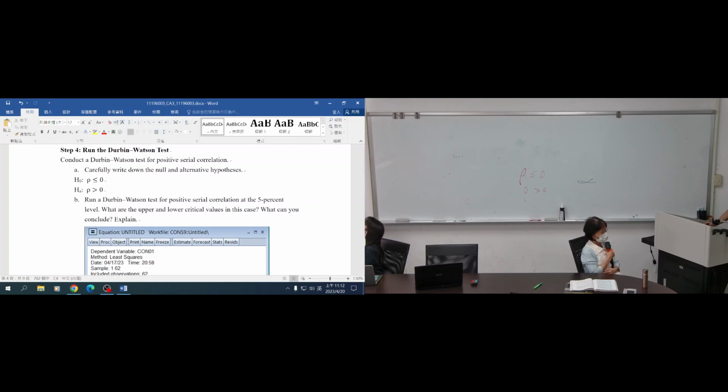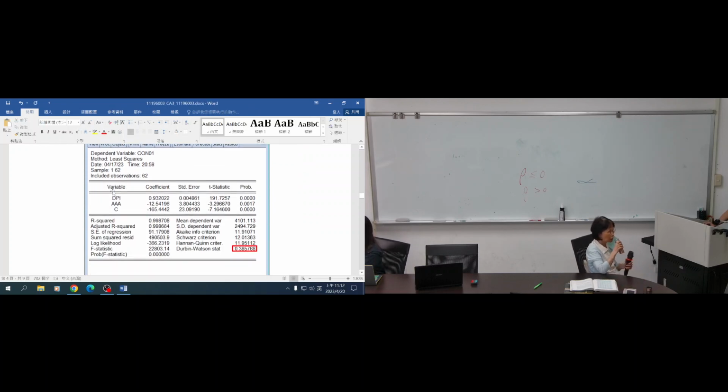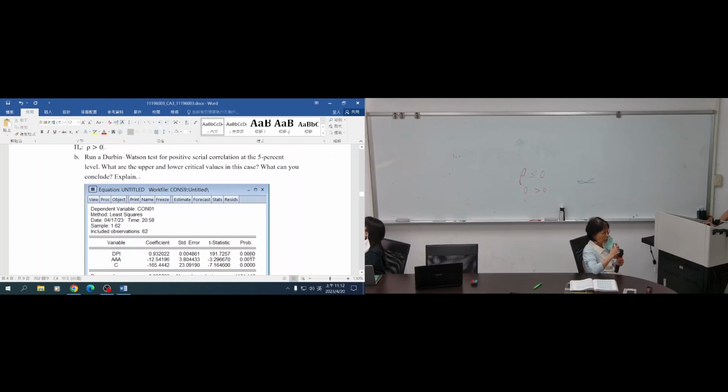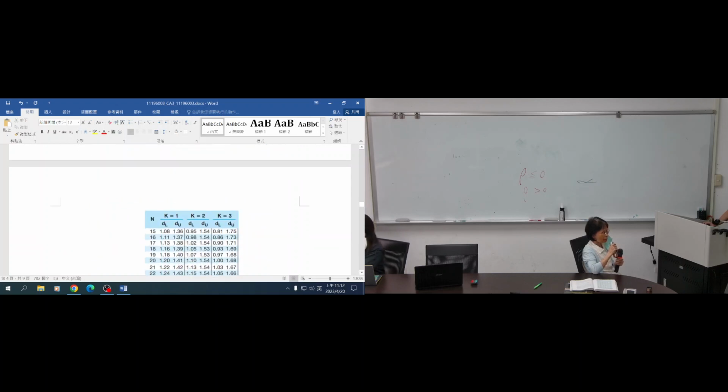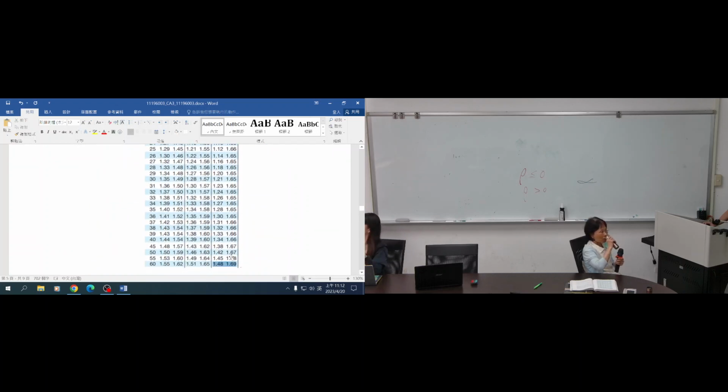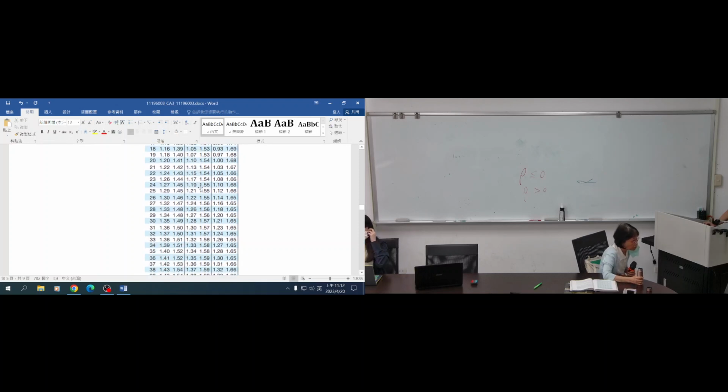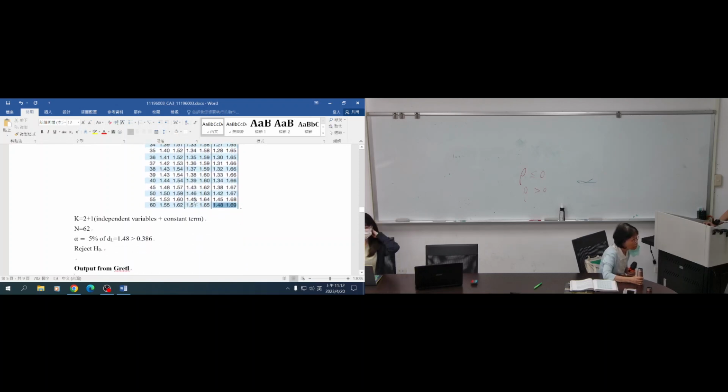Step 4, conduct a Durbin-Watson test. The null hypothesis is rho less than or equal to 0, and the alternative hypothesis is like this. The result here is 0.3857, with k equal to 2. I thought it included the constant variable, so that's why I wrote 3. But it should be 2 here.